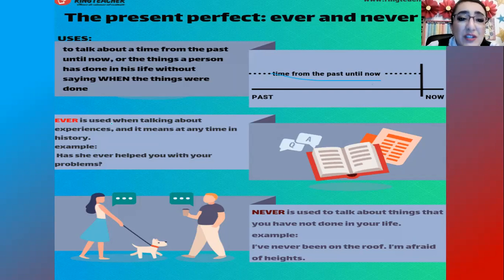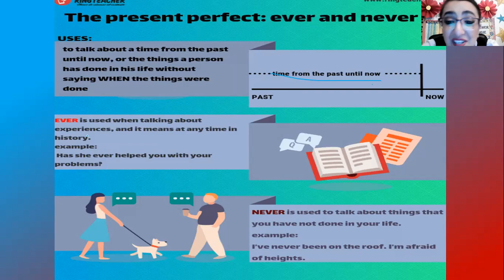Ever is used when talking about experiences, and it means at any time in history. Vas a usar el ever cuando estés hablando acerca de alguna experiencia, ¿no? Y significa en cualquier momento, alguna vez, en el tiempo de toda la historia, ¿no? Example, has she ever helped you with your problems? ¿Ella te ha ayudado alguna vez con tus problemas?